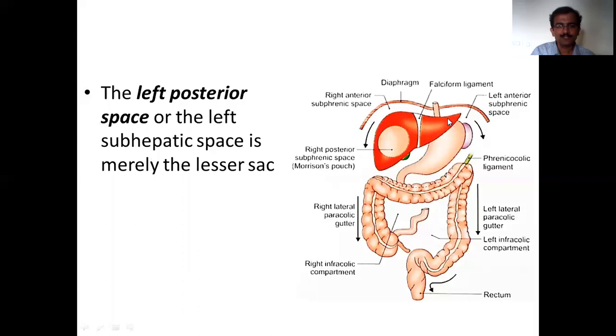Then there is a left posterior space just behind and below the liver. That's why this is also called the left subhepatic space. Sub means below the hepatic. In this region will be the left subhepatic space. It is the same as the lesser sac, which you already studied in the previous class. The left posterior space is nothing but the left subhepatic space. It is nearly the lesser sac, already studied in the previous class, so I won't go into that detail now.